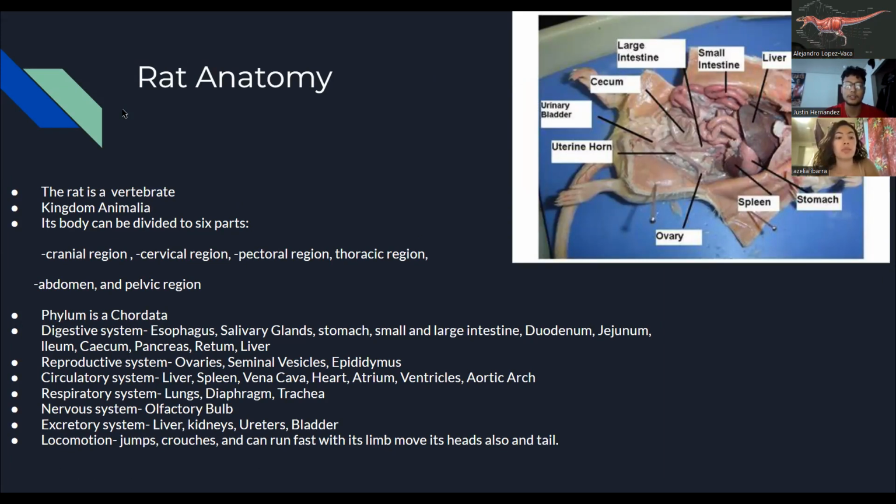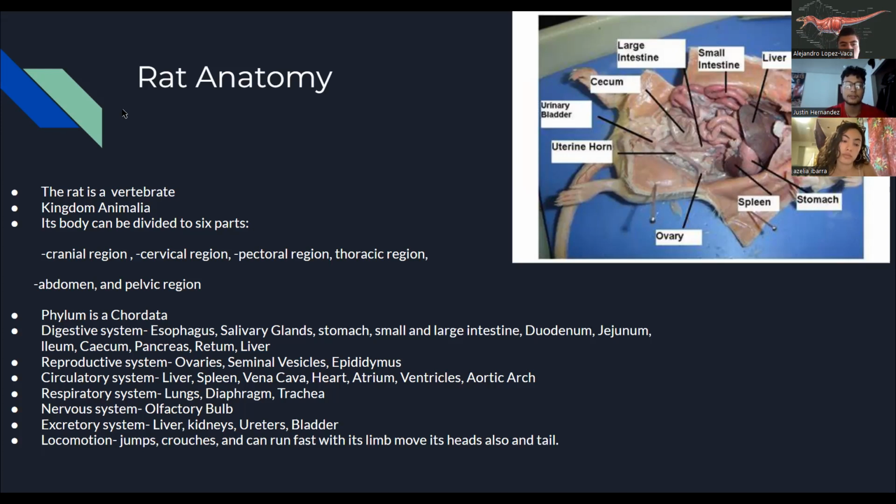The cranial region is the head. The cervical region is the neck. The pectoral region is the area where the front legs are attached. The thoracic region is the chest area. The abdominal is the belly. And the pelvic region is the area where the back legs attach.